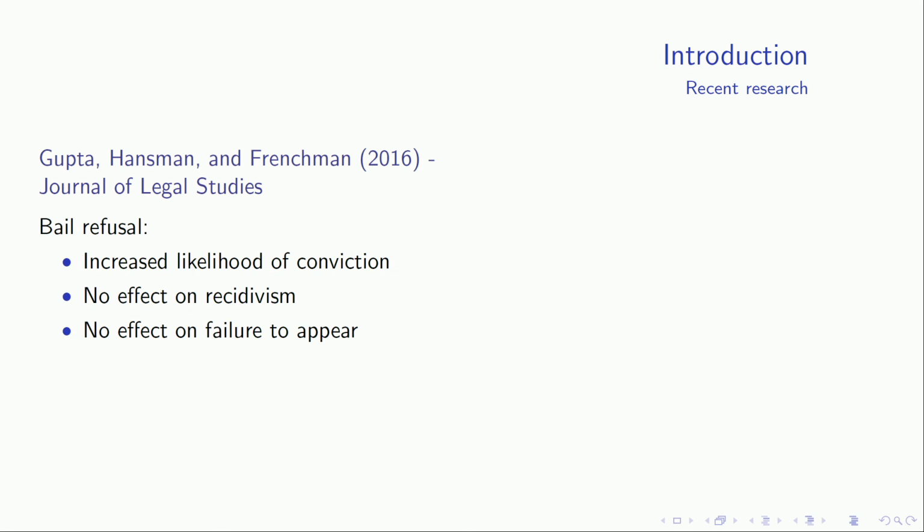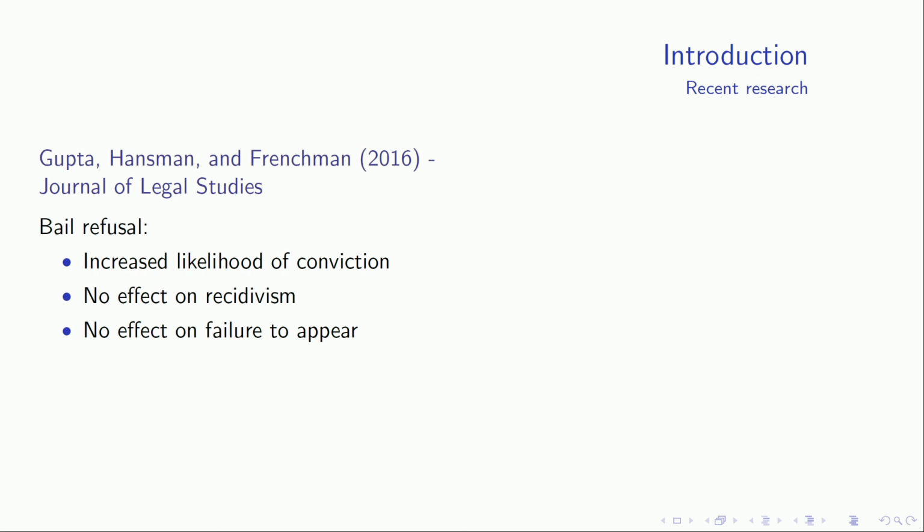So there have been a few research papers which have tried to address these problems by using variation in bail judges' severity or leniency. The first one is Gupta, Hansen, and Frenchman in the Journal of Legal Studies. They used a sample in the US courts, I believe it was in Philadelphia and Pittsburgh, and they found that bail refusal increased the likelihood of conviction. It had no effect on reoffending, at any time after the bail decision, and it had no effect on failure to appear.